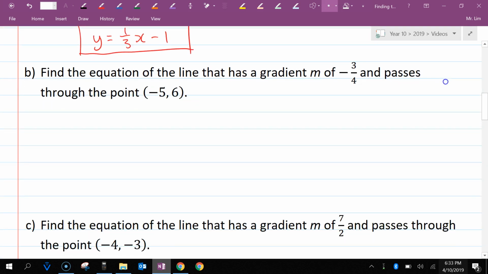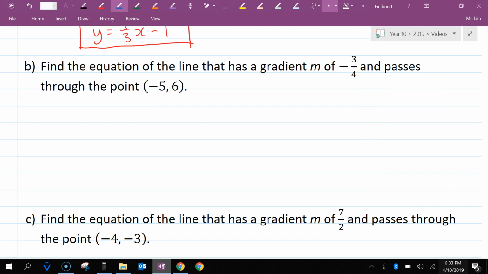Question B. Find the equation of a line that has a gradient m of minus 3/4 and passes through the point minus 5, 6. So we're going to label this one x1, y1. We know that the point gradient formula is y minus y1 is equal to m bracket x minus x1. So we have y minus y1, which is 6, is equal to m, which is minus 3/4, bracket x minus x1, which is minus 5, minus minus 5 becomes plus 5.